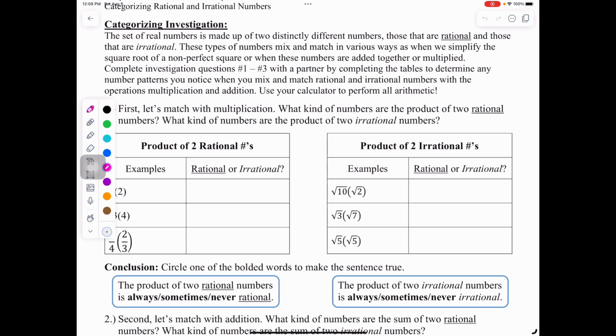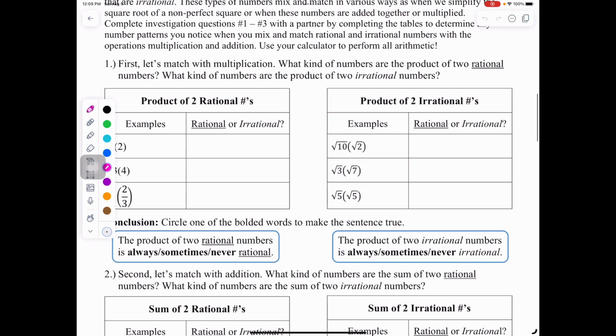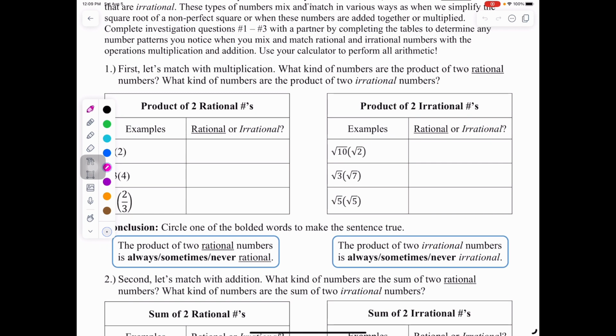Use your calculator to perform all of the arithmetic. We're not asking you here to use your skills for multiplying radicals or adding radicals. We want you to go directly to your calculator and just type those numbers in order to answer these questions. The general overview here is you've got investigation 1 that's going to match with multiplication. We want to see what kind of numbers are the product of two rational numbers and what kind of numbers are the product of two irrational numbers.